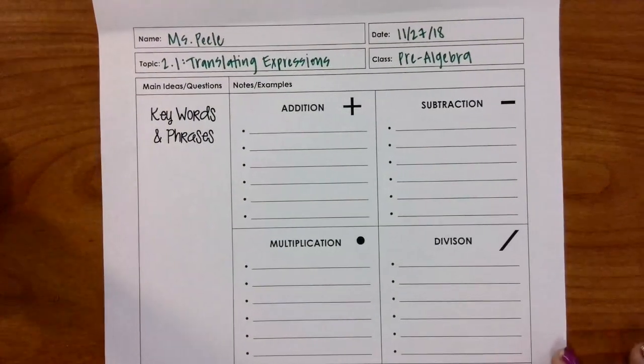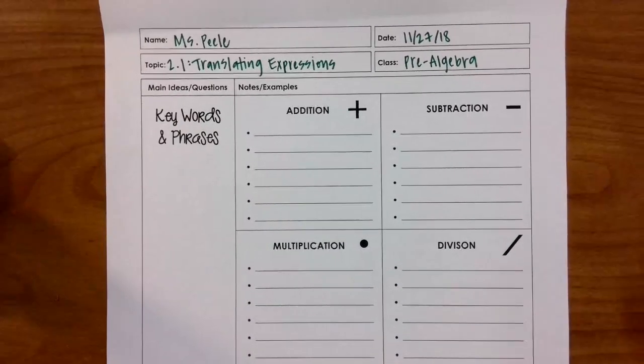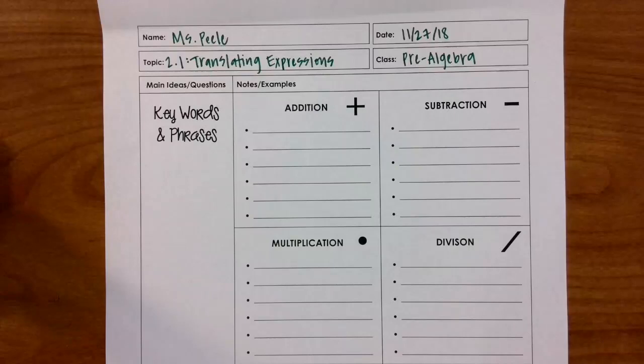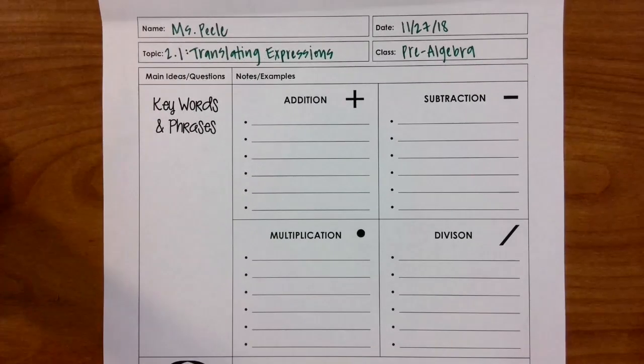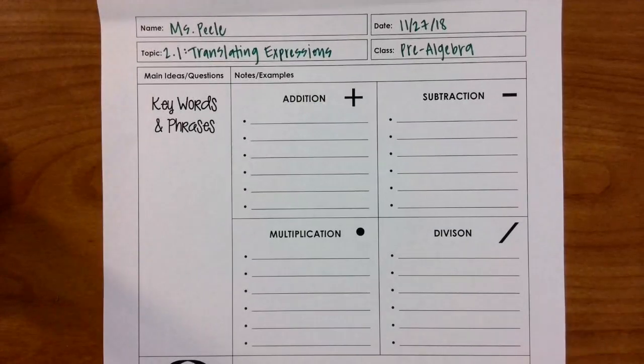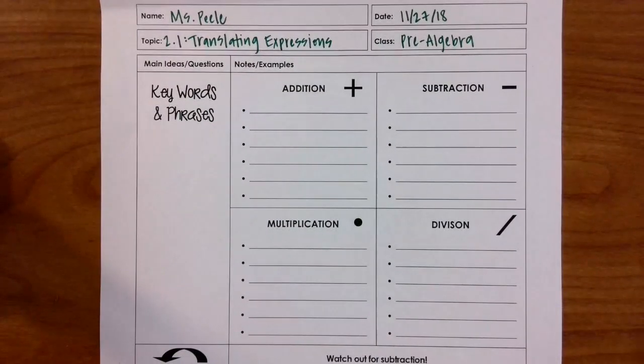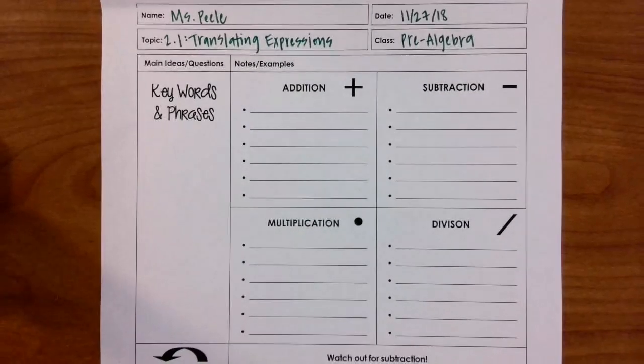So today we're going to talk about translating expressions. Now remember what an expression is. An expression looks like a mathematical equation, except it does not have an equal sign. So today we're going to talk about what certain words mean mathematically. We deal with numbers a lot, but we need to understand what certain words mean.